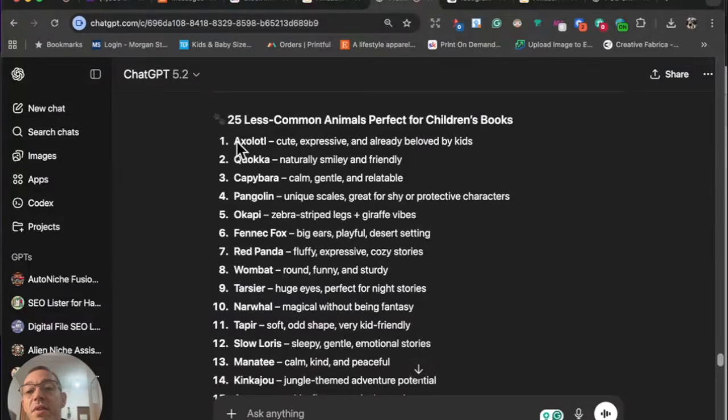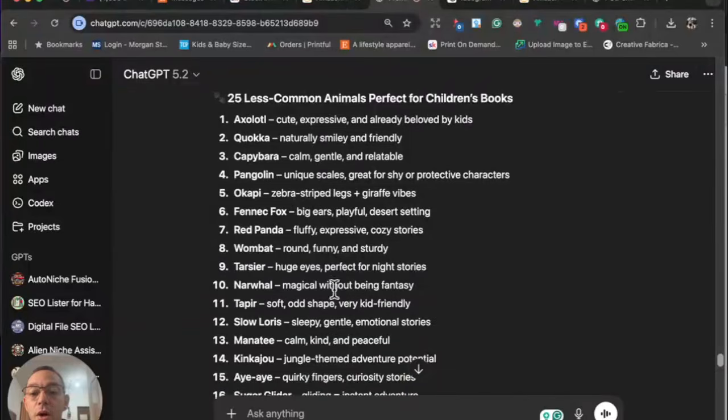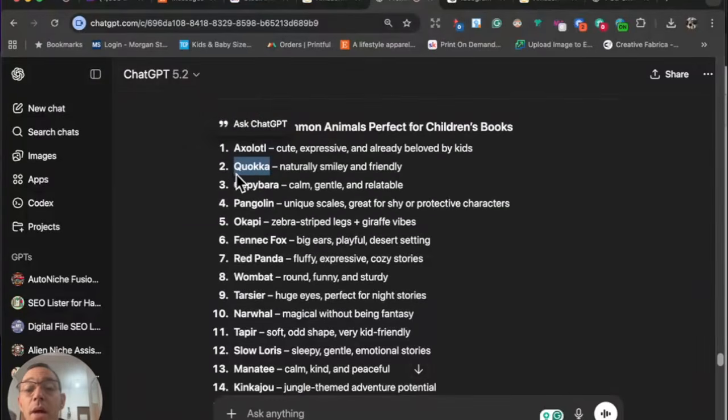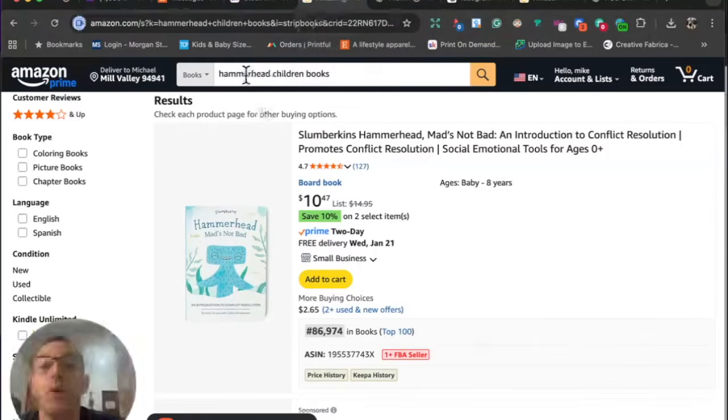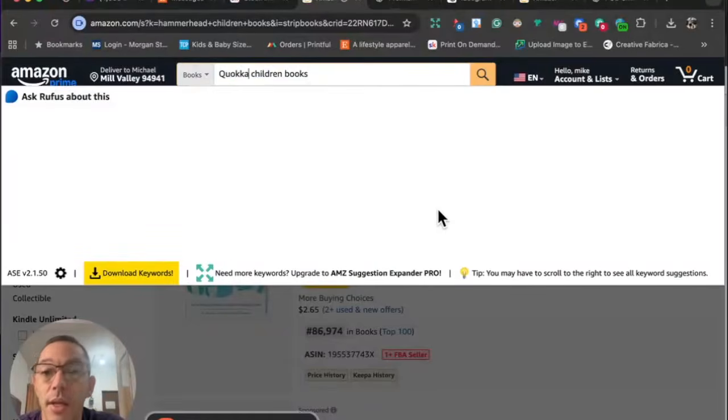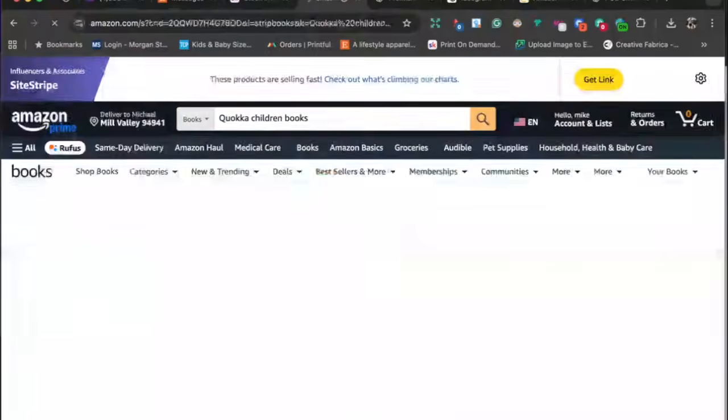So the ones I would get rid of is axolotl, because I already know that one. Capybara, these are all too popular. Red panda, narwhal, manatee. Those are going to be too high in competition. What I want to focus on are these ones that I've never even heard of. I don't even know how to pronounce that word. I don't even know what animal that is. So I'm going to come in here and I'm going to see, is this an actual niche? Is it low competition, and is this niche selling?